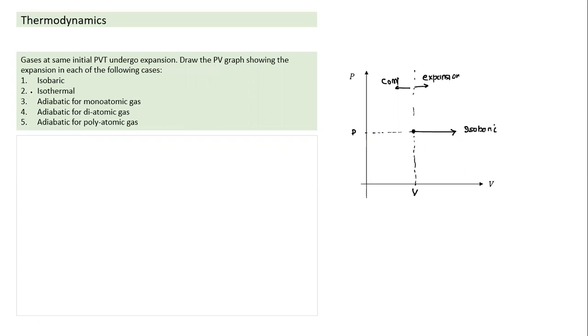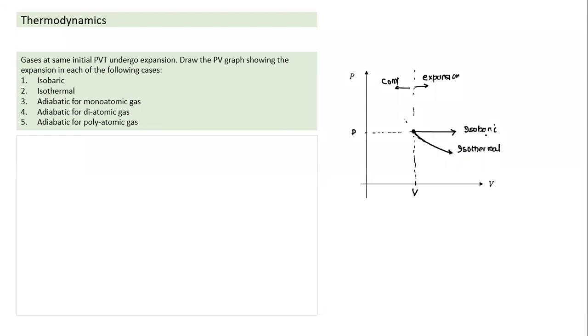Second, if I have the same gas and I have to draw isothermal expansion, I will draw a curve which has a slope of minus P by V. Let's say the isothermal expansion curve comes out something like this. I draw a curve so that the product of PV remains constant. That becomes isothermal. This is the isothermal expansion curve.